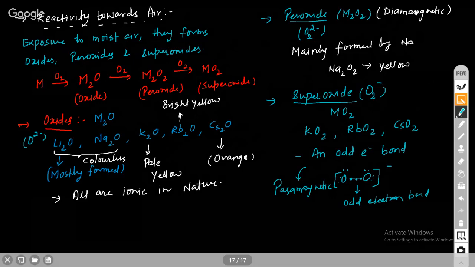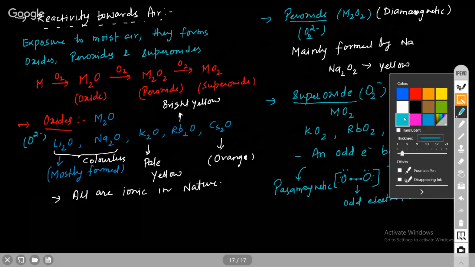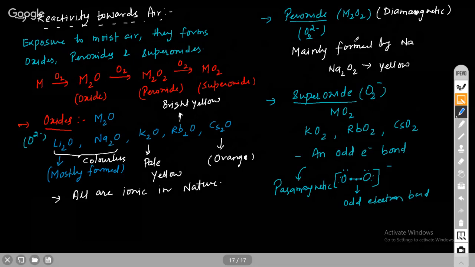See, all these superoxides and peroxides are strong oxidizing agents. Few properties you just write down. This is a strong oxidizing agent, and these are also strong oxidizing agents.